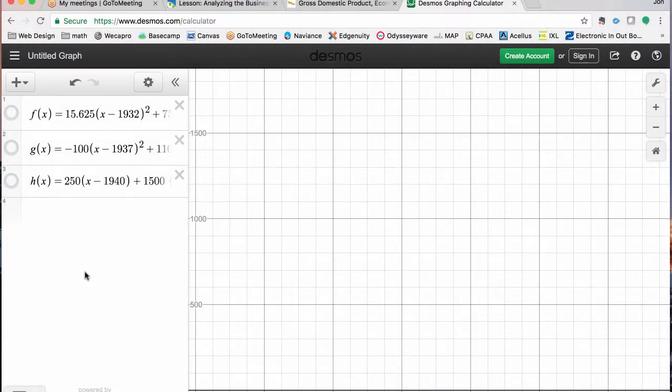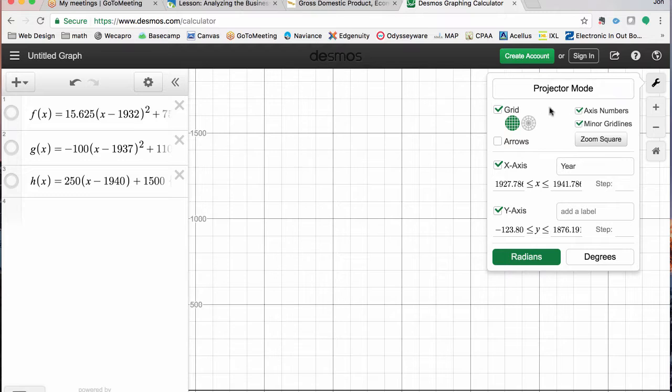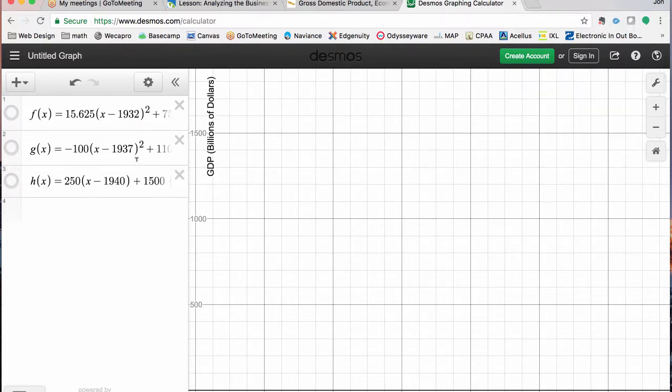All right, here we are. I went ahead and framed the window so that it covered from 1928 to 1940. And I made my gross domestic product from 0 up to 2000. So it was similar to the graph that we were working with. You've got to be able to see the right parts of the graph. Again, to adjust that, go to graph settings, and you can adjust your x and y axis. Again, x is year, my y axis was GDP in billions of dollars. There we go. So we're even labeling my axes now. It's good stuff. Now I've got my functions already put in.